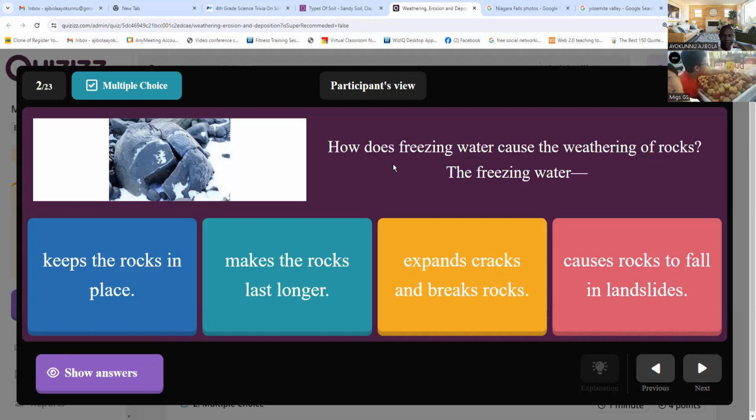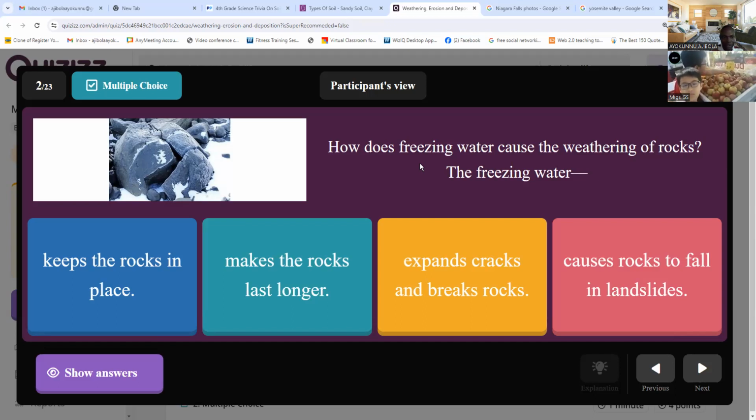So how does freezing water cause the weathering of rocks? You know, I just mentioned weathering of rocks because that is what forms soil. So how does freezing water cause weathering of rocks? Just look at all of the options and think, which one do you think should be our answer?